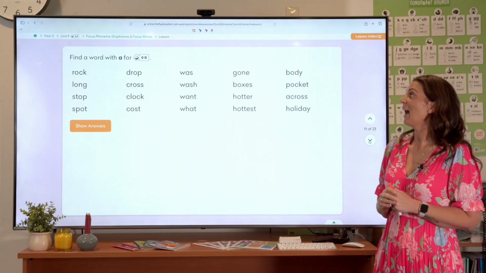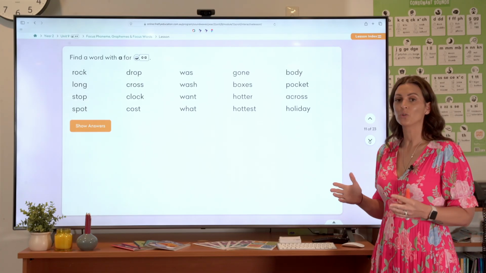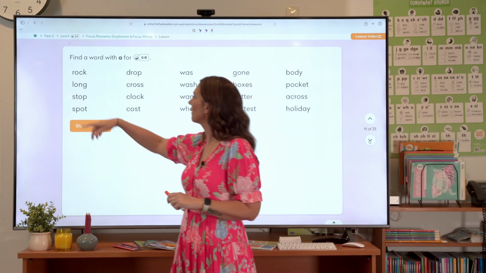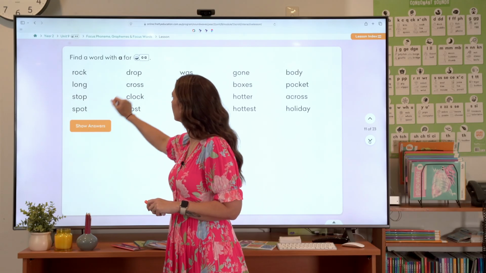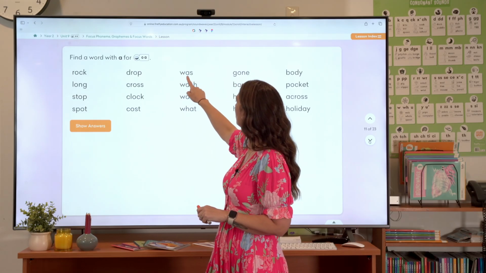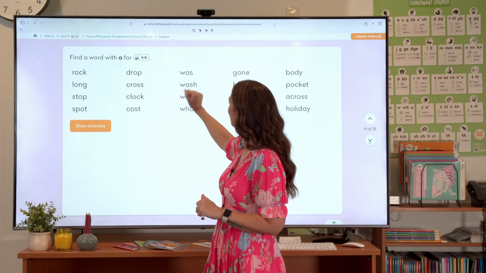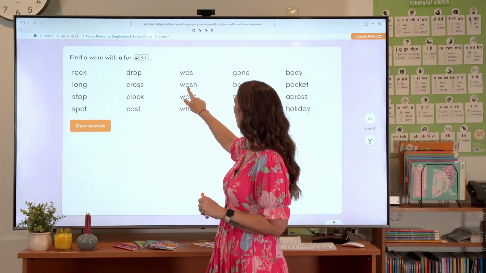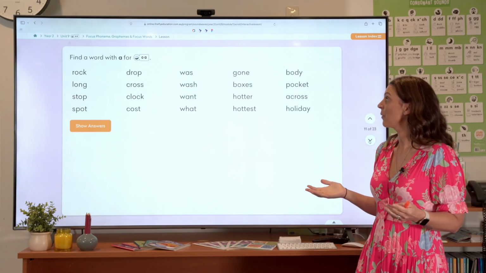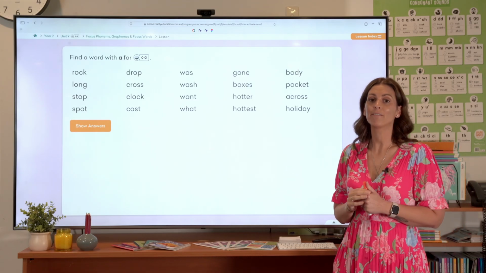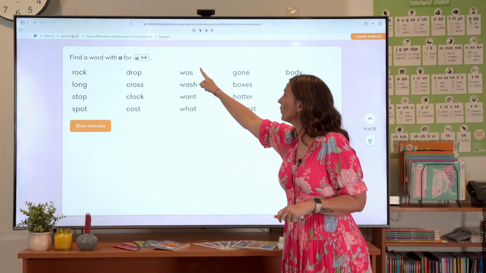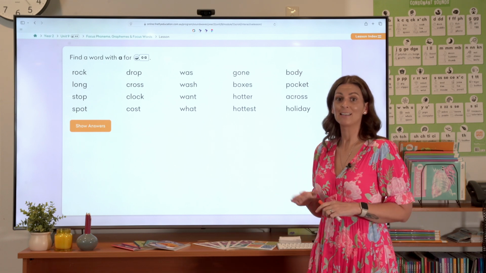Find a word with A for O. So we're looking for grapheme A to represent our phoneme of O. Let's look for grapheme A's. Was, W-O-Z. I found one word, wash, W-O-sh. This has just reminded me, remember earlier in the lesson, we spoke about whenever we've got a W phoneme followed by an O, it's going to be grapheme A. So that tells me that these 4 words are all going to be correct. Let's check to see if we're right.